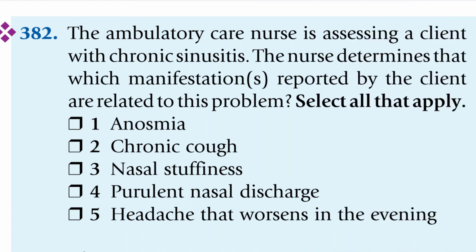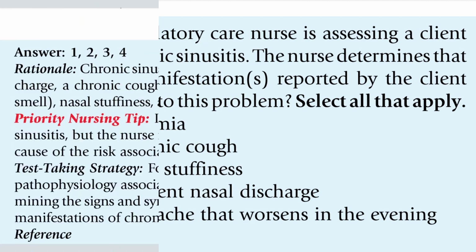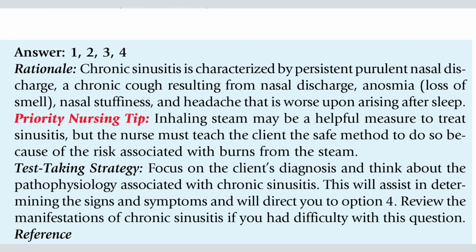382. The ambulatory care nurse is assessing a client with chronic sinusitis. The nurse determines that which manifestations reported by the client are related to this problem. Select all that apply. 1. Anosmia. 2. Chronic cough. 3. Nasal stuffiness. 4. Purulent nasal discharge. 5. Headache that worsens in the evening. Answer: 1, 2, 3, 4.